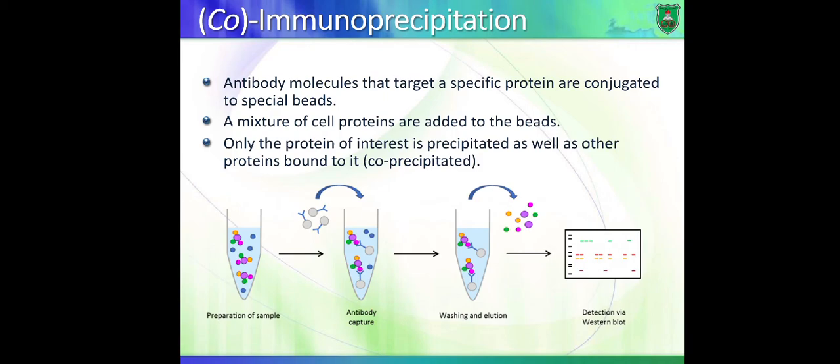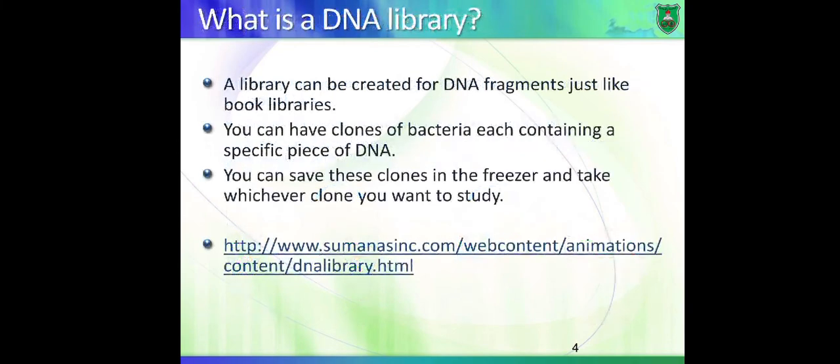So the idea here is that what I'm trying to do with this experiment is isolate proteins that interact with a certain specific protein in order to identify what these proteins are. Okay, so this is co-immunoprecipitation. Co means accompanying.